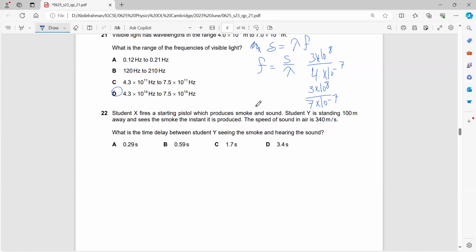Student X fires a starting pistol, which produces smoke and sound. Student Y is standing 100 meters away and sees the smoke the instant it is produced. The speed of sound in air is 340 meters per second. What's the time delay? How can I find the time?